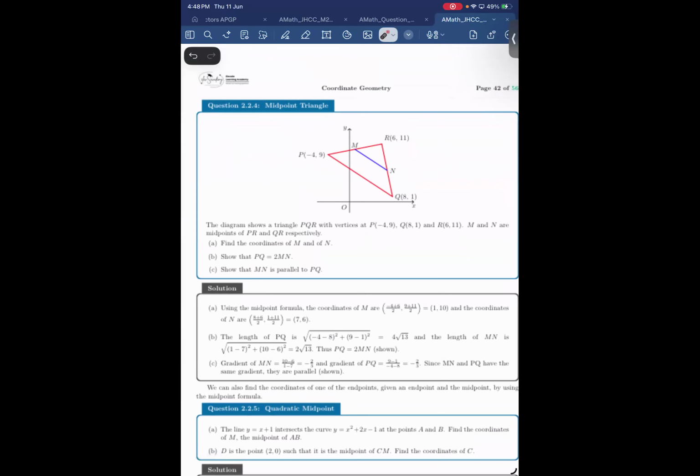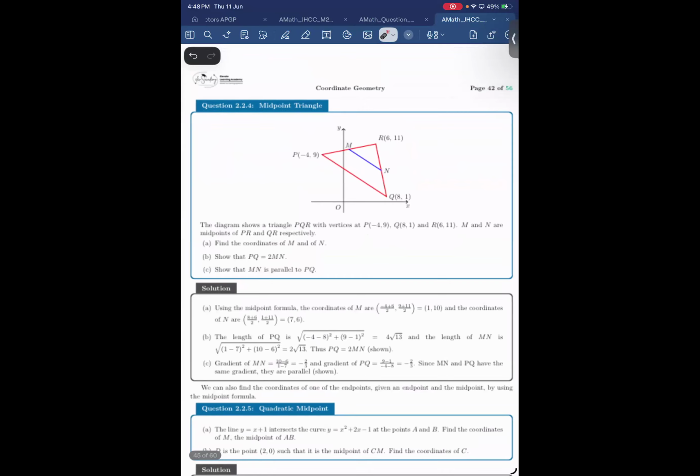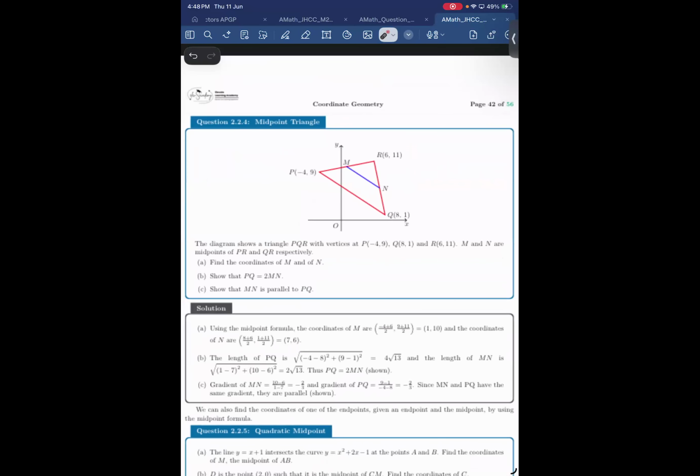Yeah, I don't think we have time to go through. I think we can do one good example at the end. Okay, yeah. But I think midpoint questions are not so difficult.